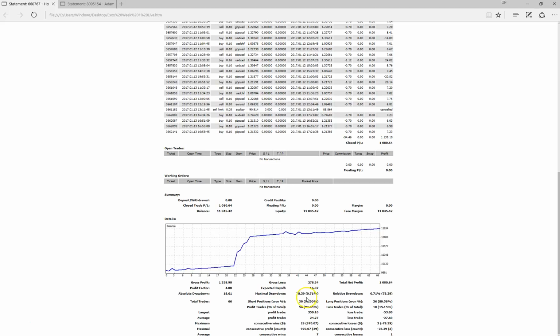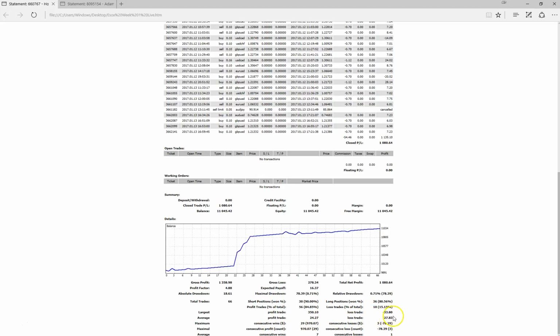We had a short position winning percentage of 90% and a long position winning percentage of 80.56%, which gave us a total profitable trade percentage of 84.85%, which is slightly higher than what we had seen on demo accounts, and we'll be looking at the demo account results as well, just to see how they stacked up. Largest profitable trade of $350, which, like I say, is a major contributor to this move here, and a largest loss trade of $53.80.